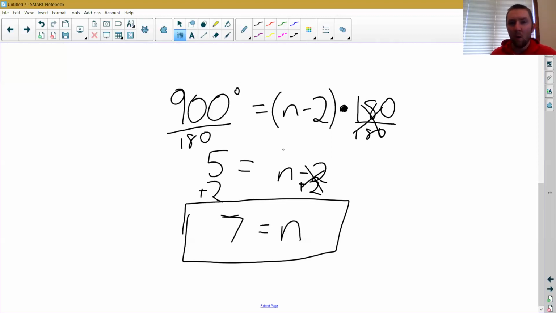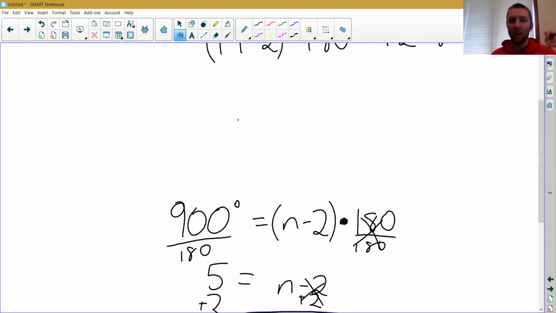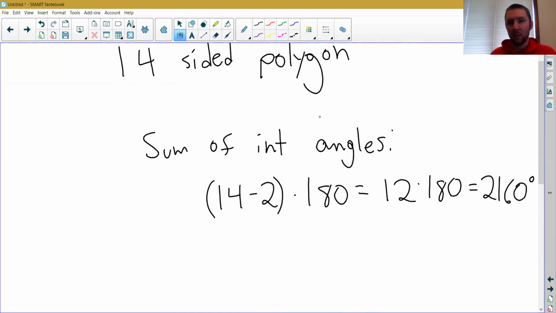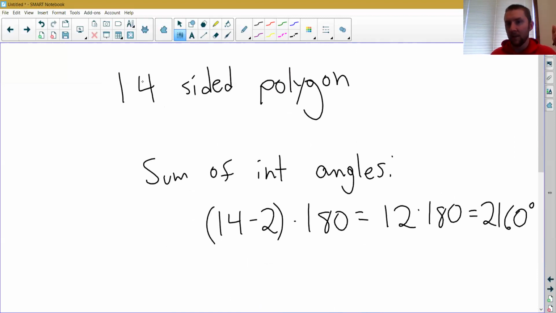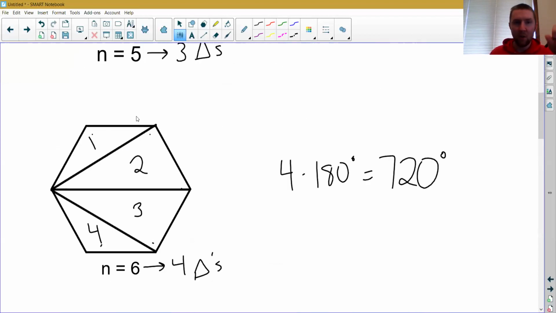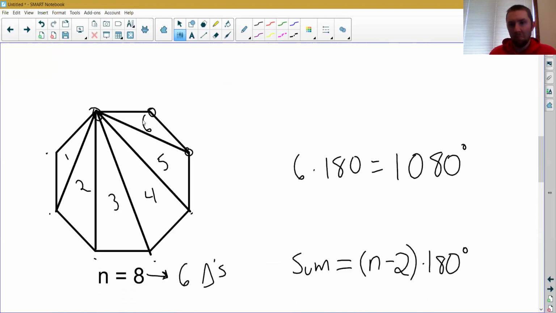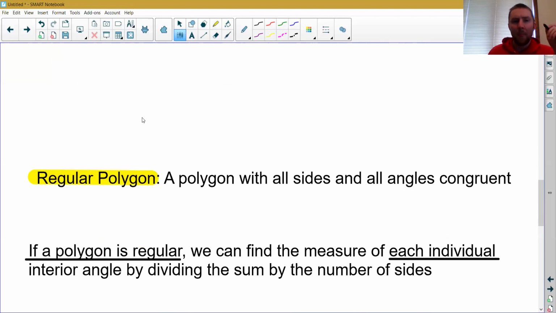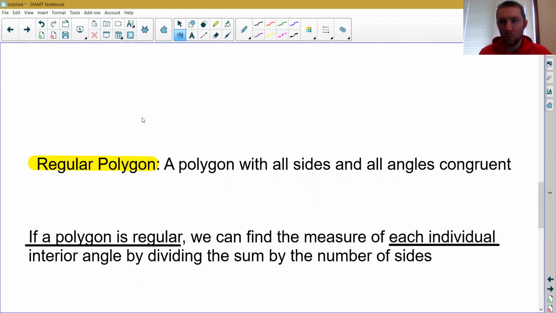So we can always find the number of sides given the total measure of the interior angles, because we can just undo our formula, or we can figure out the sum total of the interior angles if we know how many sides the polygon has. Okay? Now, there's a specific type of polygon, and actually all of these have been those, but I haven't marked it as such. There's something called a regular polygon, which we need to understand, because that allows us to do a little bit more with these interior angles.